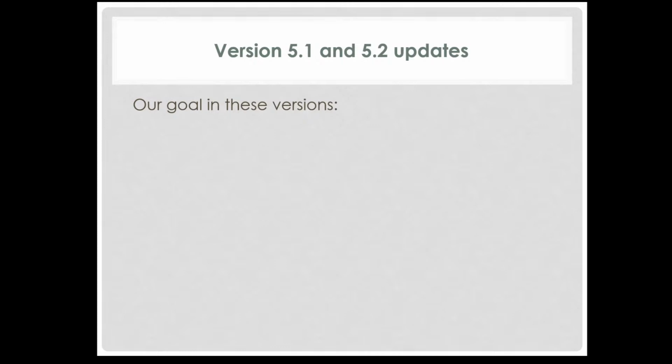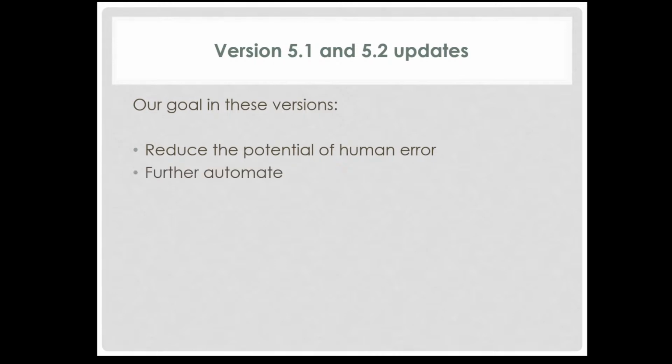So in version 5.1 and 5.2 coming up, our goal is to reduce the potential of human error. We're putting lots of emphasis on this to further automate processes. You'll see why later on. And allow for massive or bulk changes in the database. So we don't have huge, important, cool features, but we're refining the software as time goes on.